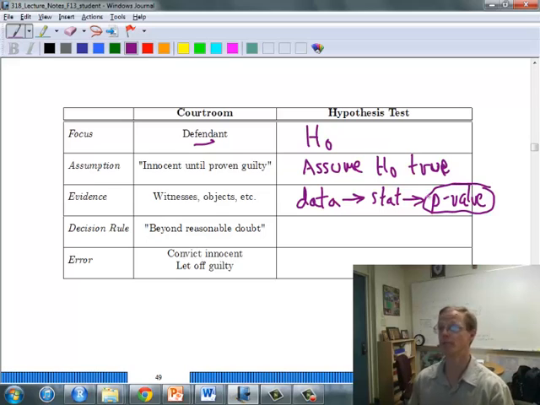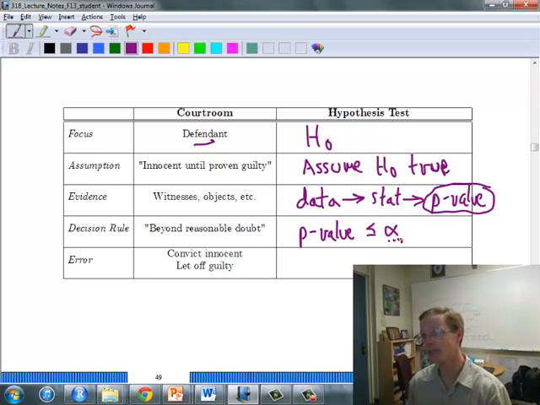Now I use that p-value to make a decision, and we do it in the following way. We say p-value less than or equal to the level of significance, and that level of significance is my reasonable doubt. So whatever is reasonable doubt, depending upon the context. Again, the traditional number we'll use is 5%. You fall below that, boom, guilty.